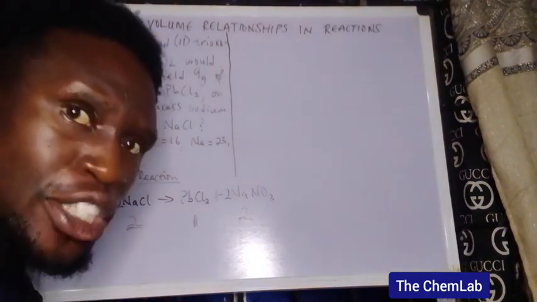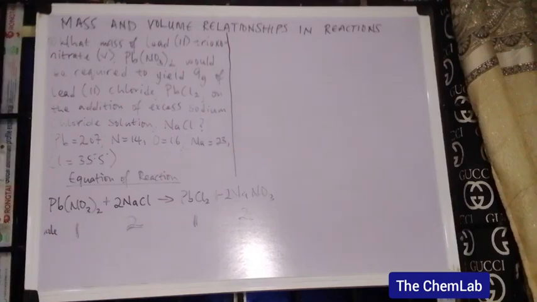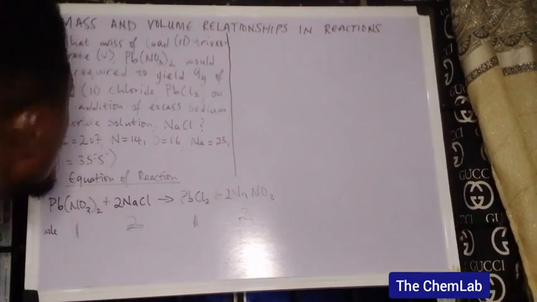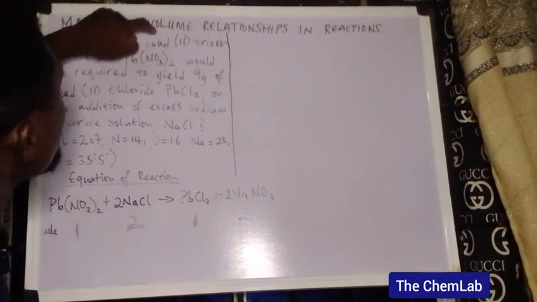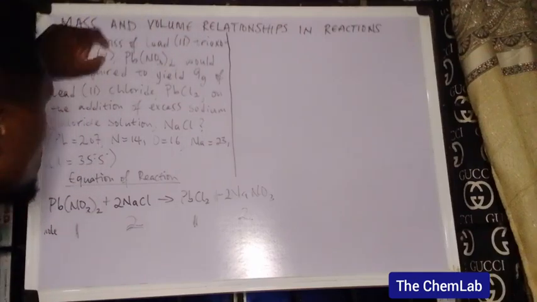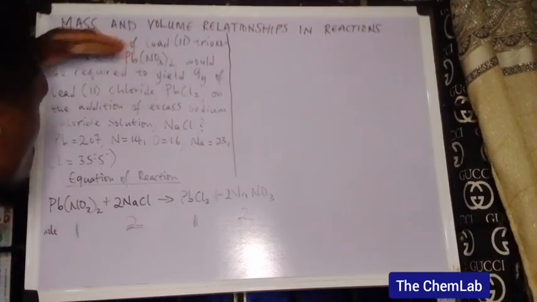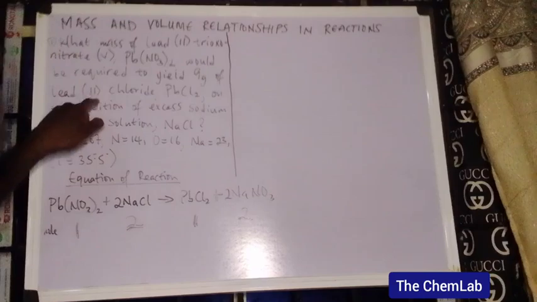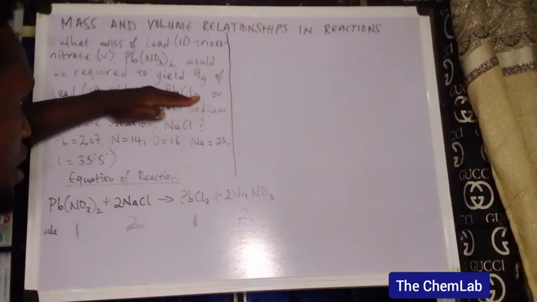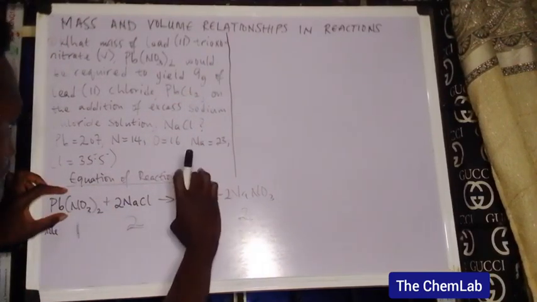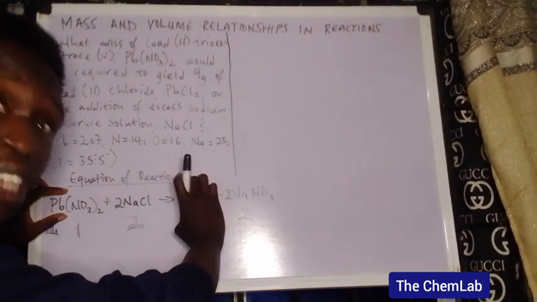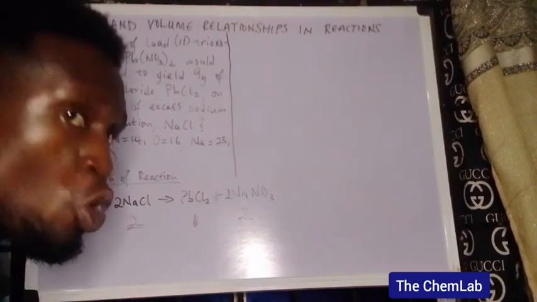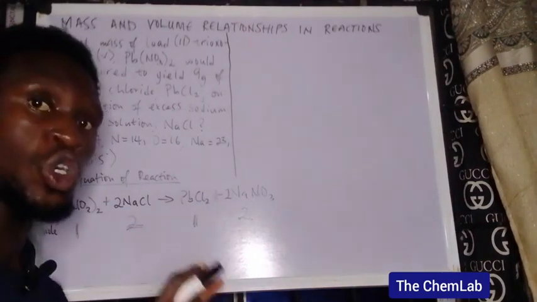So first of all, we'll look at which compound we should pay attention to. The question says, what mass of lead(II) nitrate, Pb(NO3)2, would be required to yield 9 grams of lead(II) chloride, PbCl2? So our focus is on this and this. Now, since they're asking us for the reacting mass of this, our focus will be on the mass.